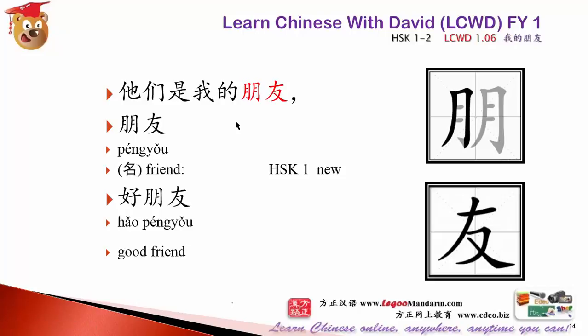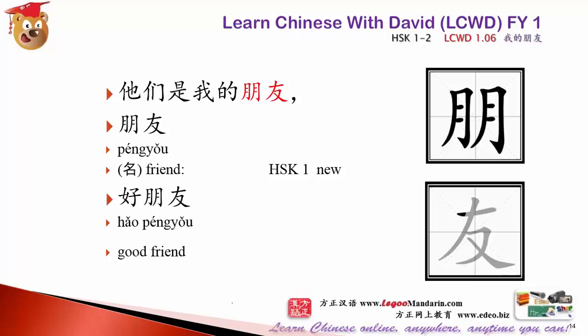有, shadow. Okay, 朋友. In lesson 5, we learned 友. At the bottom is 友. 朋友, 友.